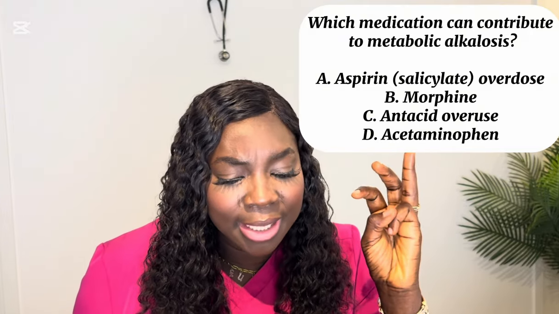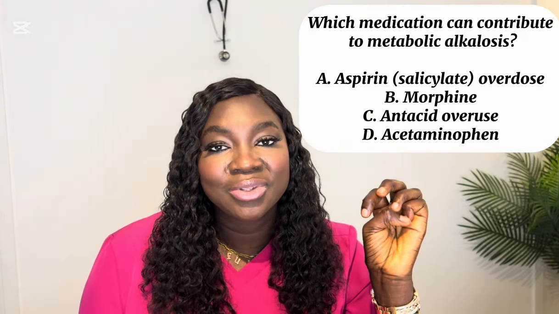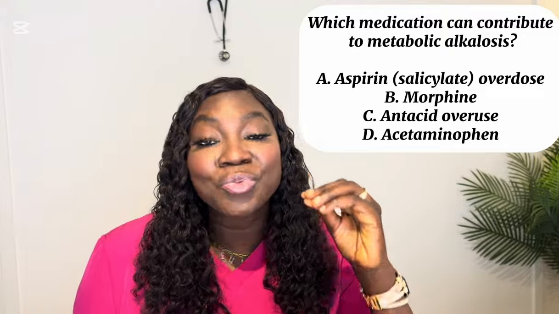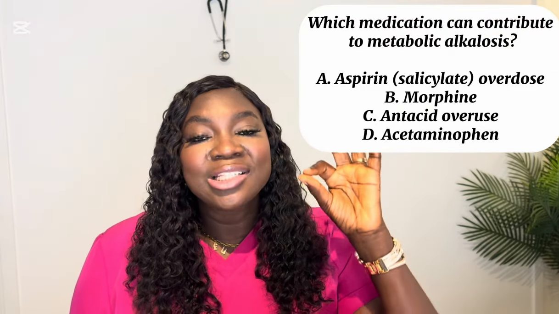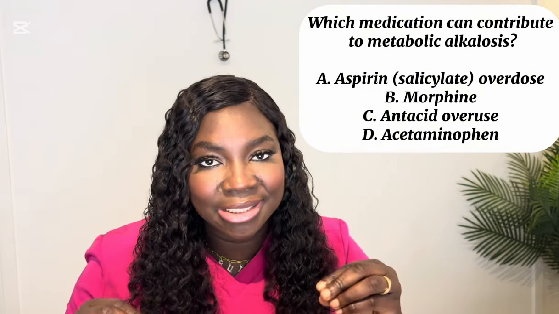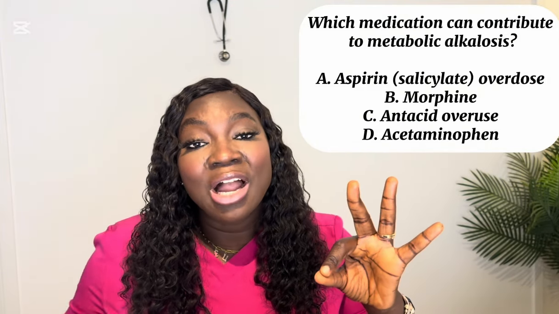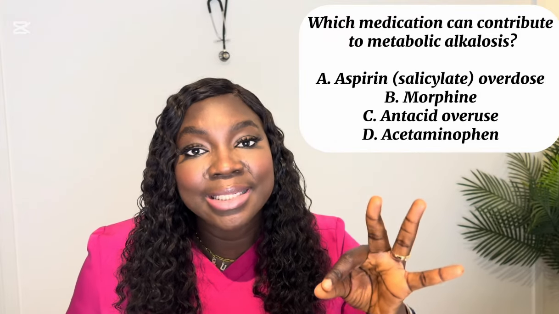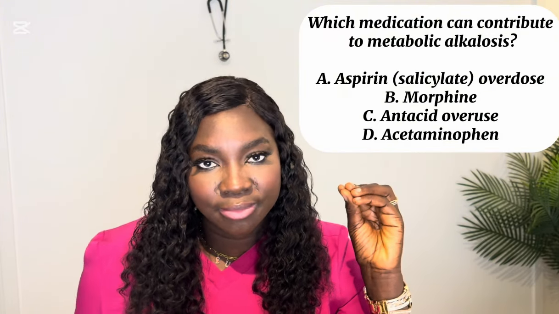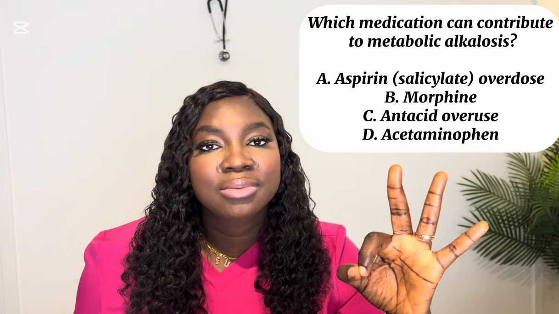Now let's go through it. A, aspirin overdose. I have explained to you that aspirin overdose will cause metabolic acidosis. Aspirin is acidic. It is salicylic acid, and that will accumulate over time and cause the blood to be acidic, or increase the acid in the blood. So that will cause metabolic acidosis.